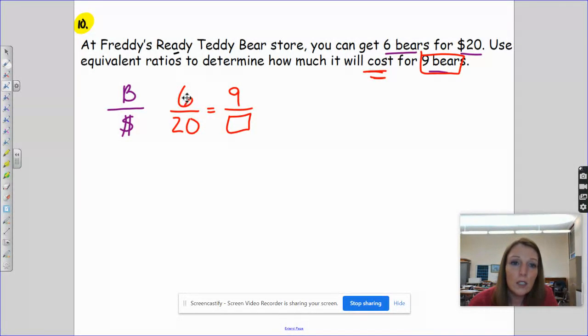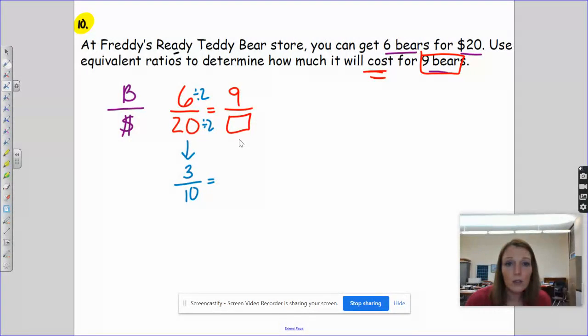So when I notice 6 and 20, they're both even. So if I wanted to, I could divide both of them by 2. So that's what I'm going to do. Dividing by 2 obviously isn't going to jump me to the 9, but it is going to give me another ratio that might help me. So below that, 6 divided by 2 is 3, and 20 divided by 2 is 10.